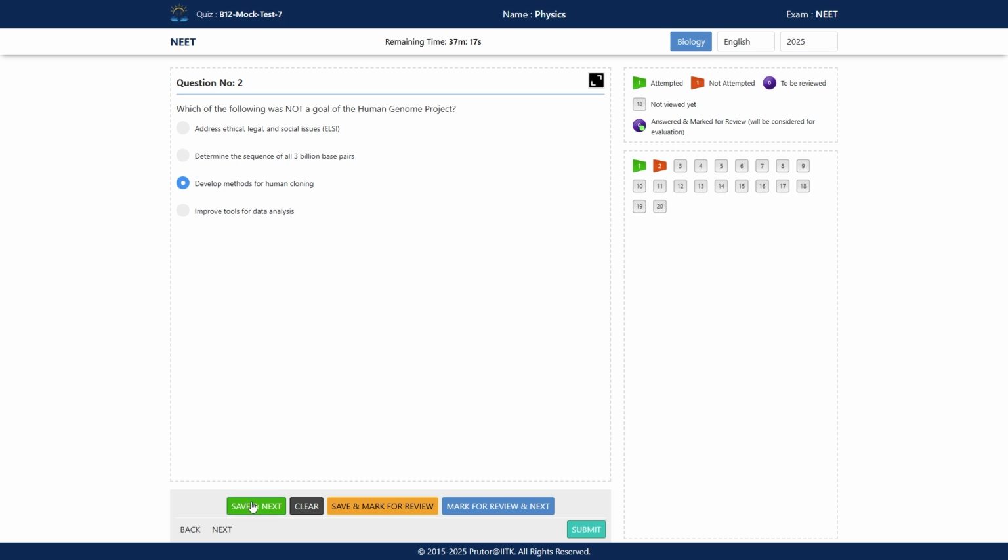Next one: what are SNPs in the context of the human genome? What are the options? Are they repeated DNA sequences with no coding function? Option B, single nucleotide polymorphism indicating base differences. Option C, expressed sequence tag used for gene identification. And option D, microsatellites used in physical mapping. What would be the correct answer?